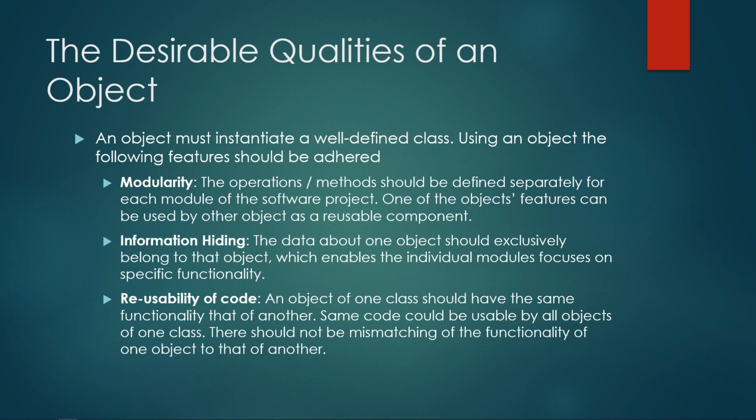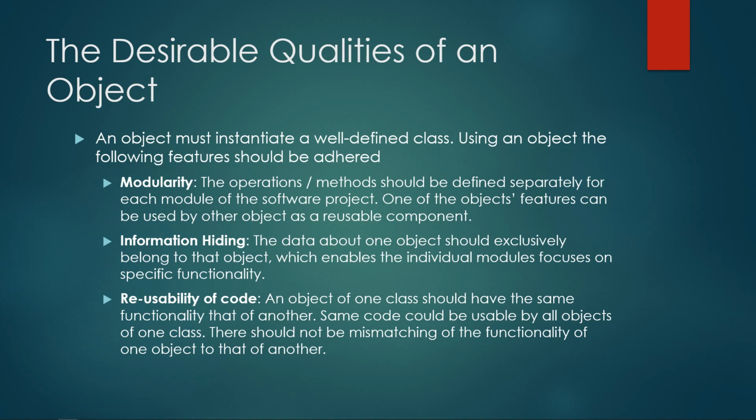So modularity, what does modularity mean? Modularity means that the operations or methods should be defined separately for each module of the software project. One of the object's features can be used by other objects as a reusable component. So what is information hiding? The data about one object should exclusively belong to that object, which enables the individual modules to focus on specific functionality. So that's about information hiding.